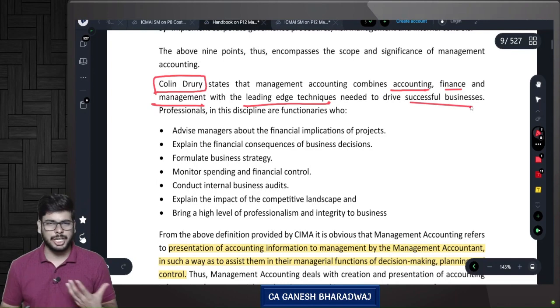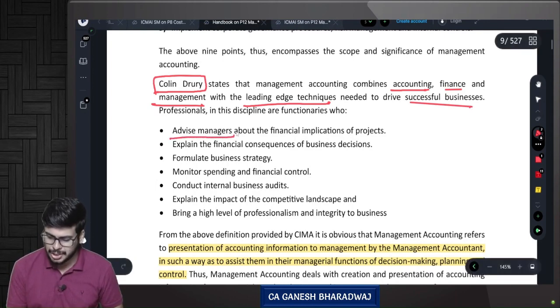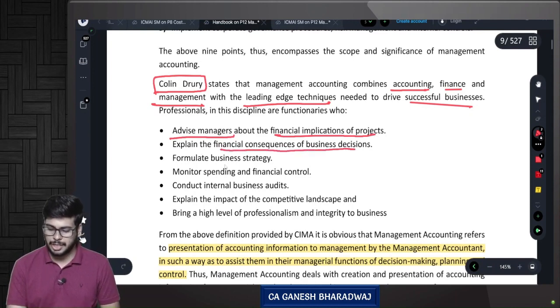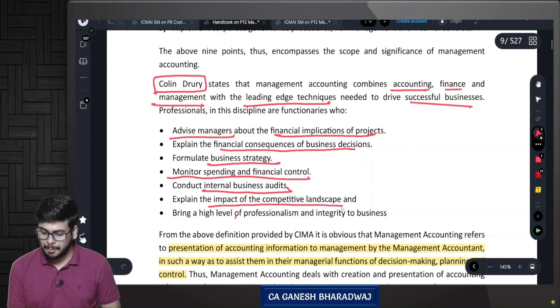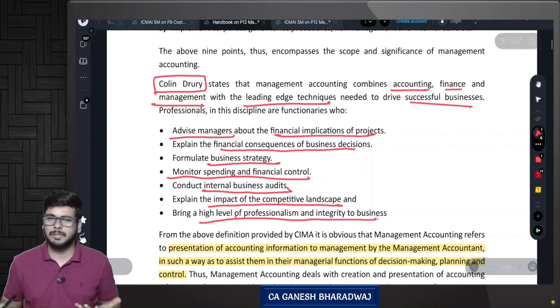So he has given his definition and what it involves: advising managers about the financial implications of projects, explaining the financial consequences of business decisions, formulating business strategy, monitoring the spending, financial control, conducting internal business audits, explaining the impact of the competitive landscape, and bringing a high level of professionalism and integrity into business. So what it involves broadly, he has explained again and again.